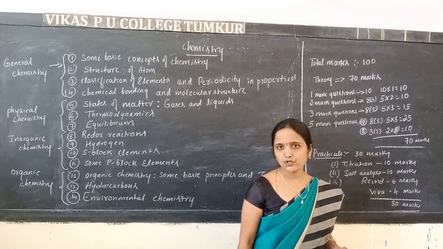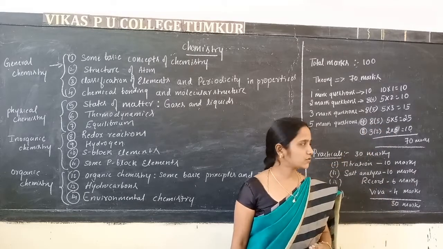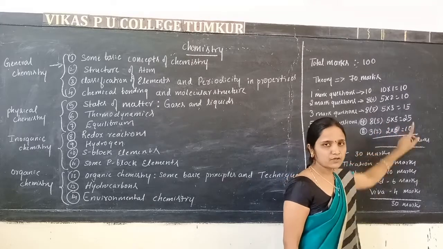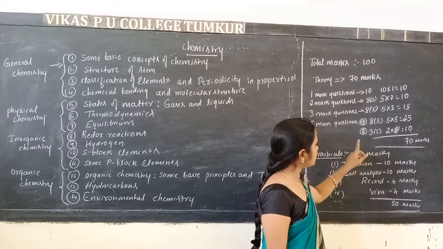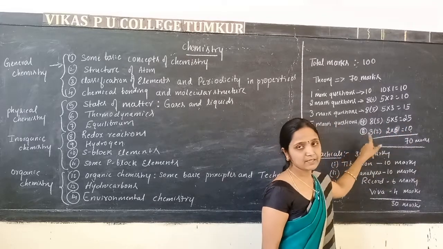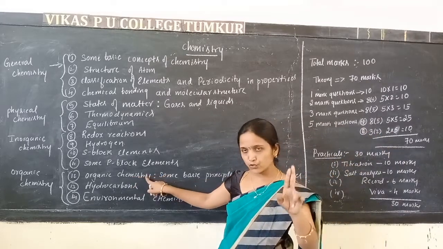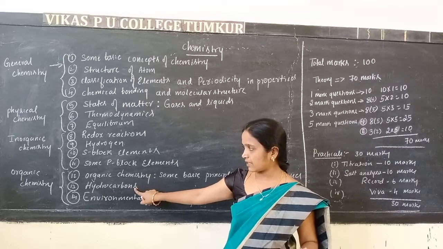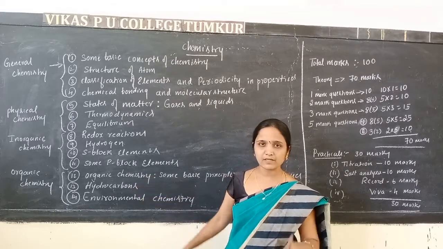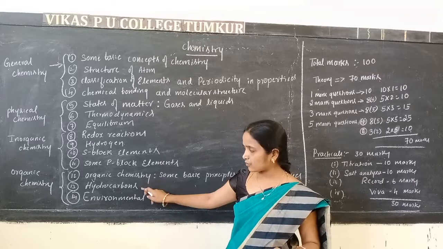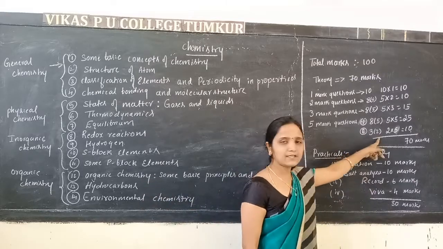You get the 3 choice questions. That is 5 into 5, 25 marks for that. And in that second main, again in the organic chemistry, in the first chapter you get the 2 questions, and this second in the organic chemistry, that is hydrocarbons, you get the 1 question. In that 3 questions you should answer only 2 questions.